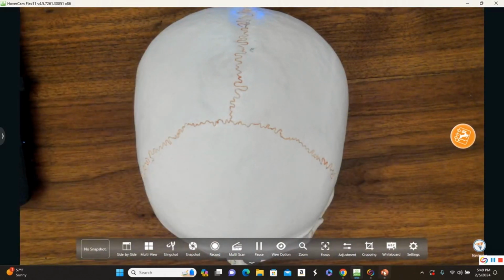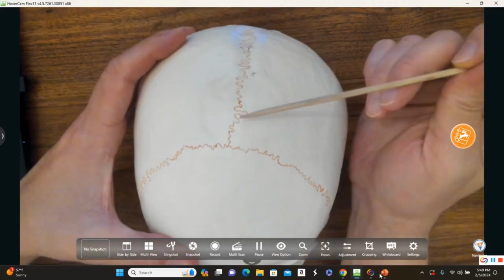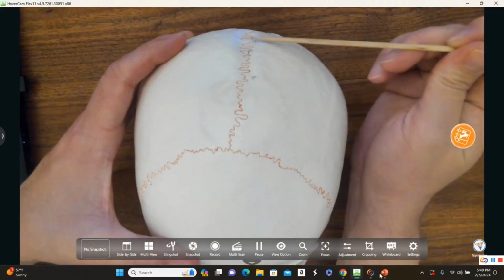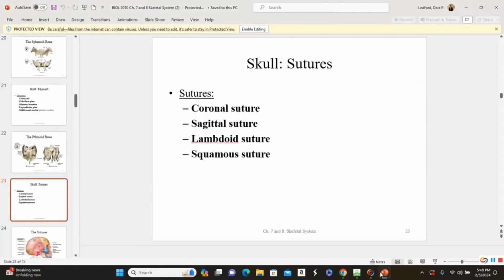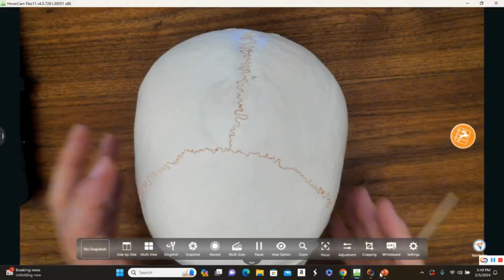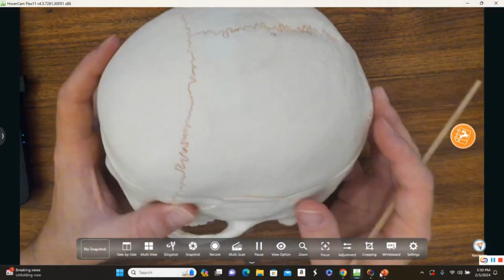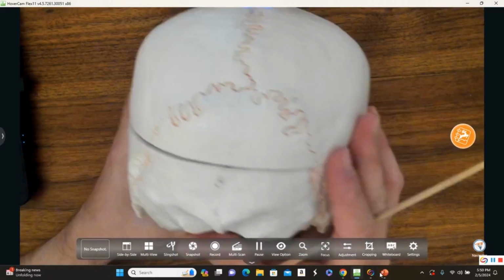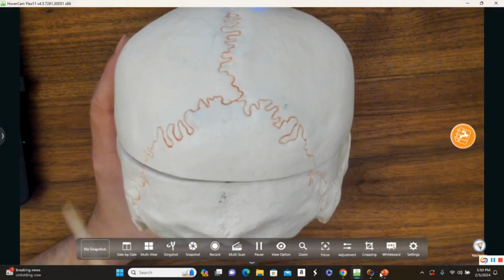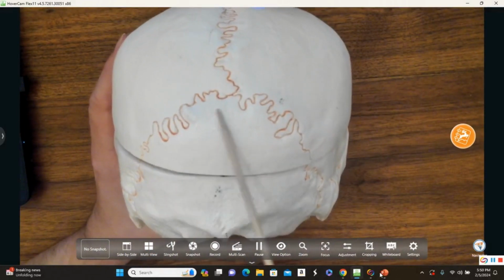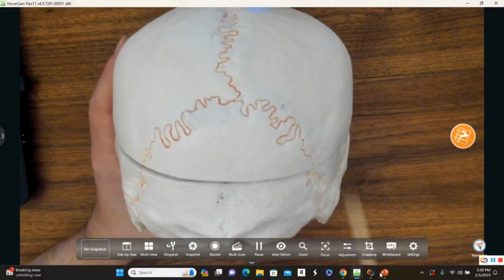Next, we have our sagittal suture. Sagittal separates left from right. This is the sagittal suture. Next is the lambdoid suture. It looks like the Greek letter lambda, which is an upside down Y. To see this, we want to go to the base of the skull, where the occipital is separated by the parietals, and that is your lambdoid suture.